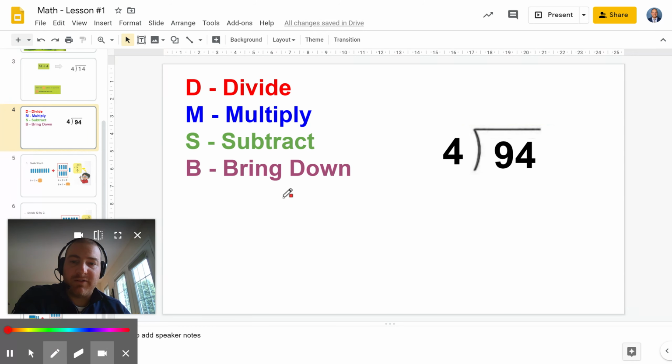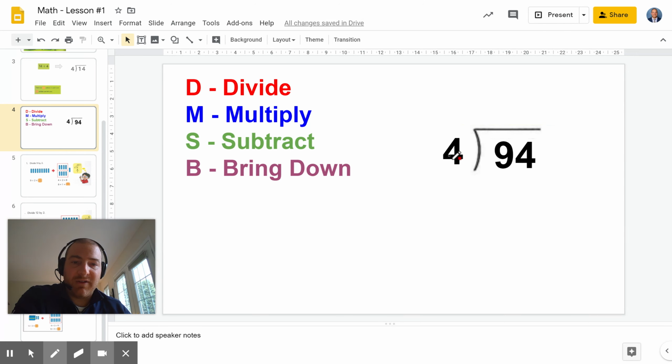So what we have here is another example problem where I want to find out if I have 94 of something, how many will be in each group if I have 4 groups. So I have 4 groups and 94 things to split up. What we're going to do is first do the D step.